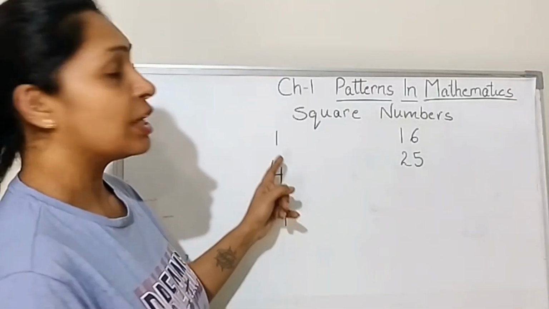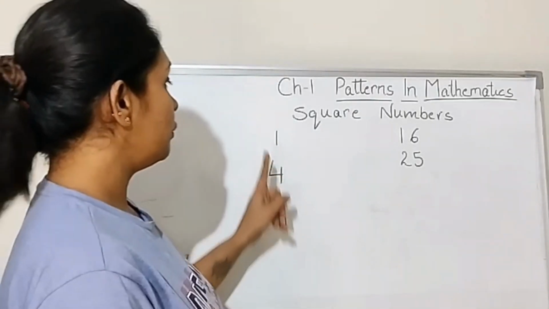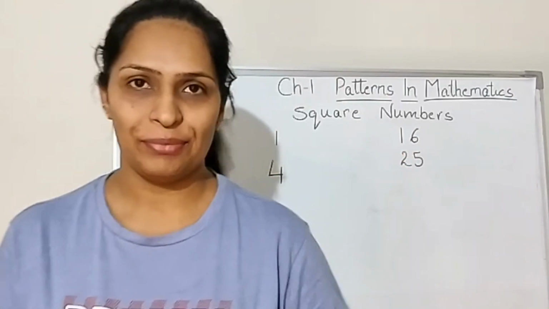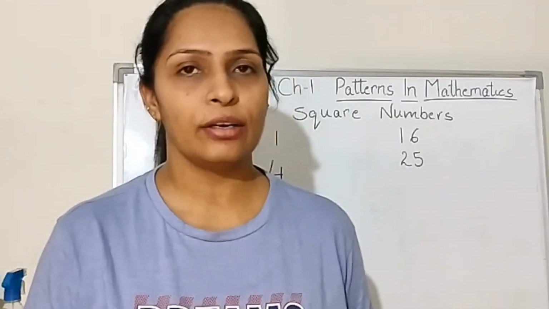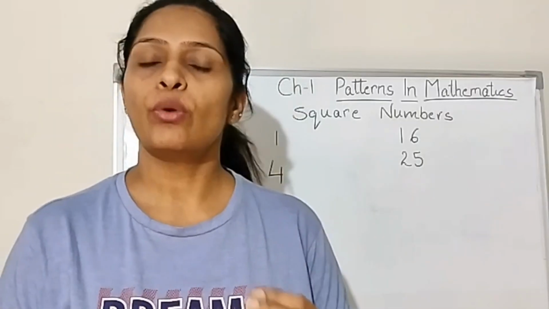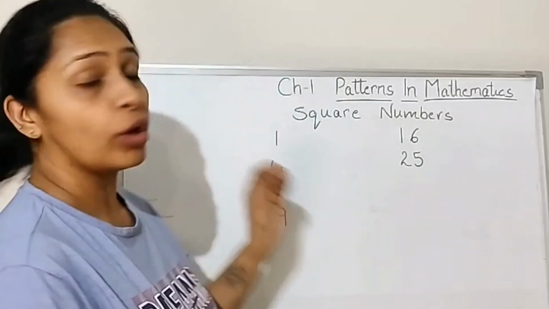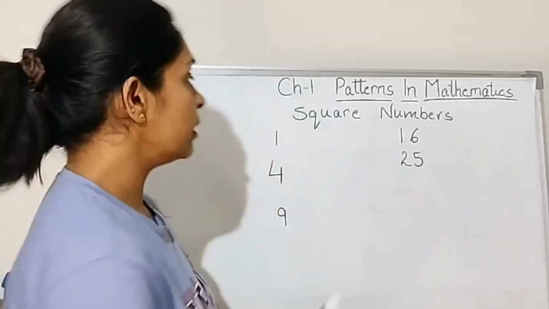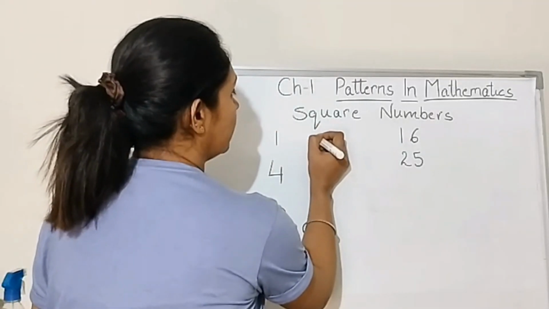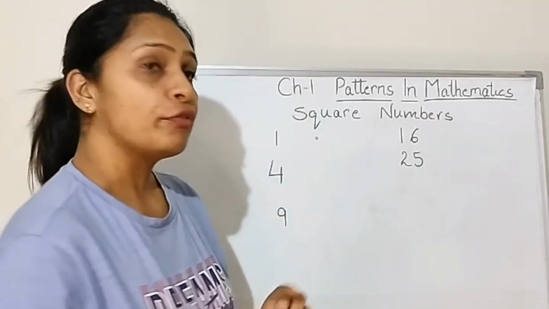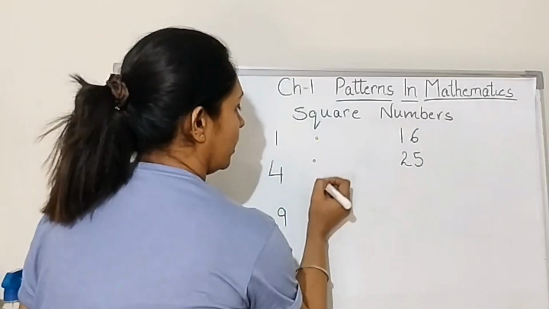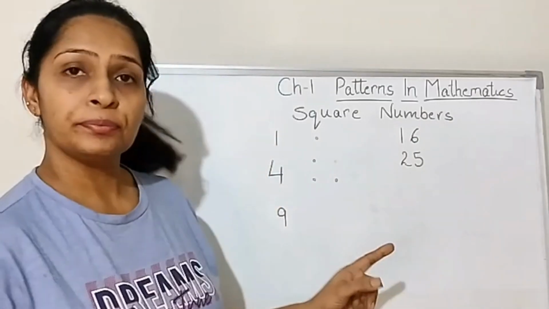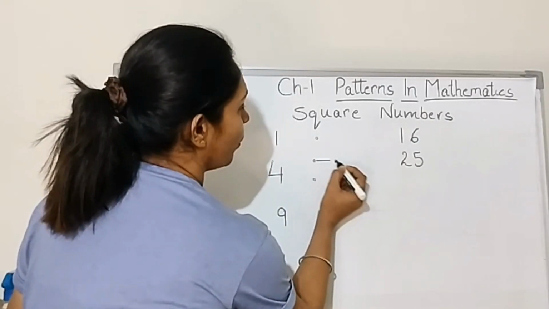Now, the numbers which I've already written on the board are 1, 4, 9, 16, 25. They are the square numbers. Let's understand why they are known as square numbers. If we do the dot pattern of these numbers, let's see how we can arrange the dots. If 1 is written as a single dot, 4 can be arranged in this manner. You can see here, they are forming a square.